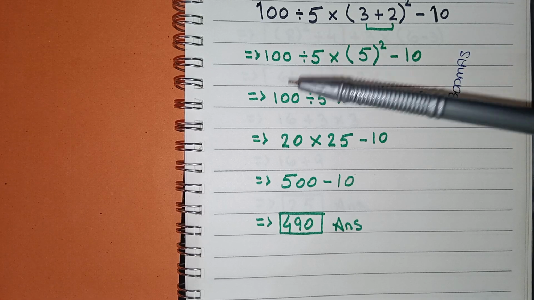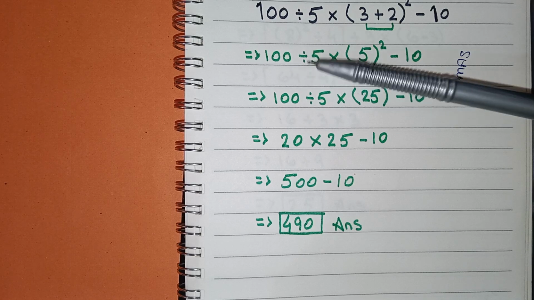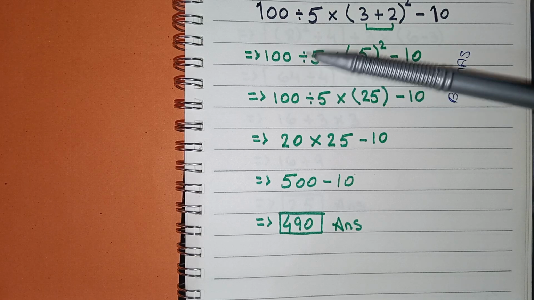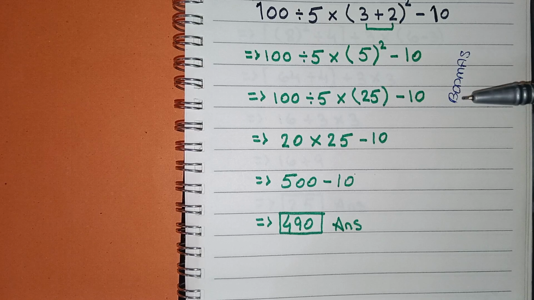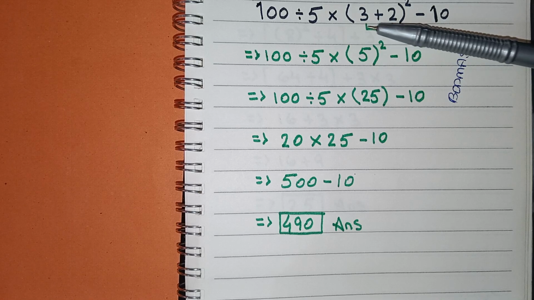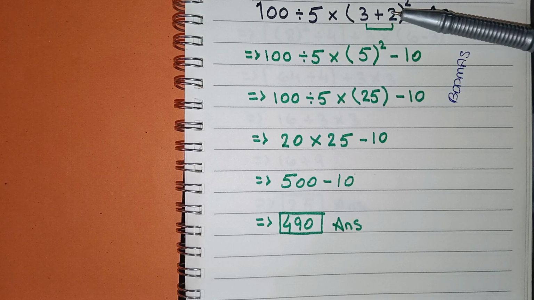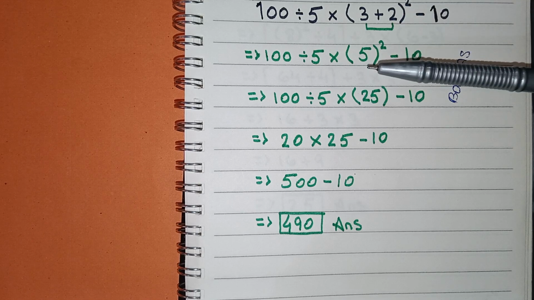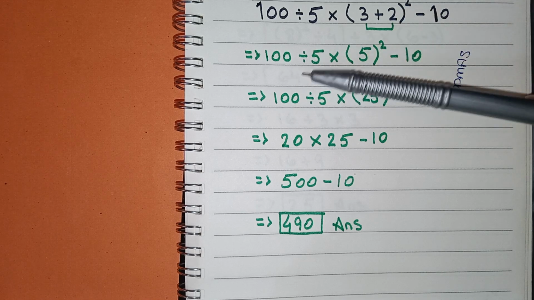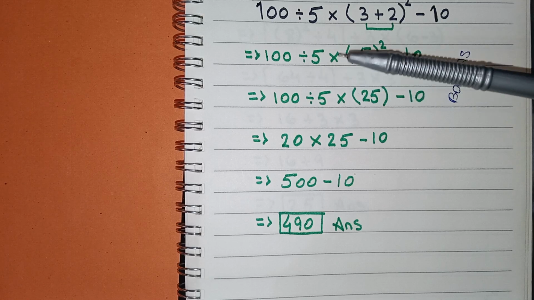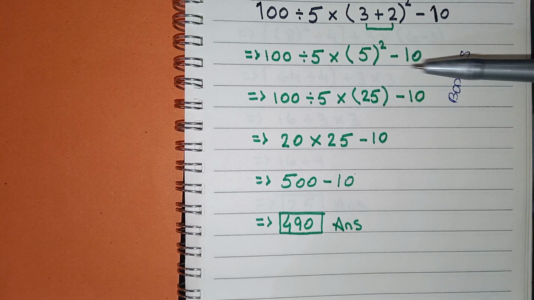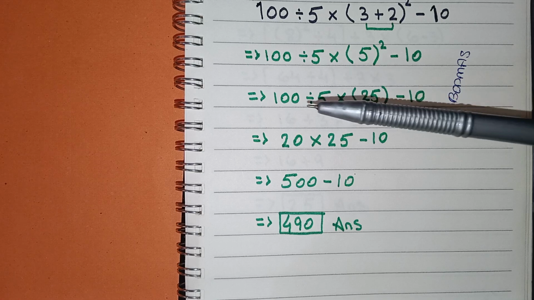Let's go ahead. Firstly we might think to solve 100 divided by 5, but division comes in the third place. So first comes the bracket. Inside the bracket it says 3 plus 2. What is 3 plus 2? 5. Then 5 squared. So 100 divided by 5 will be written as it is, multiplied by 5 squared, minus 10 will be written as it is.